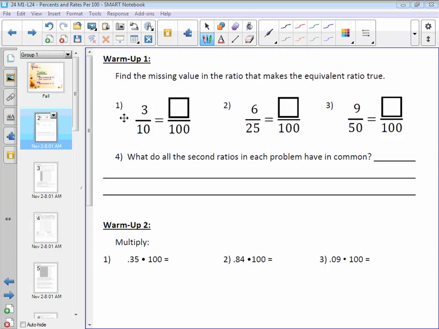All right, what goes here? 30. I hope you got this right. We've been doing it for 2 lessons. Times 10, right? Yeah. Okay.